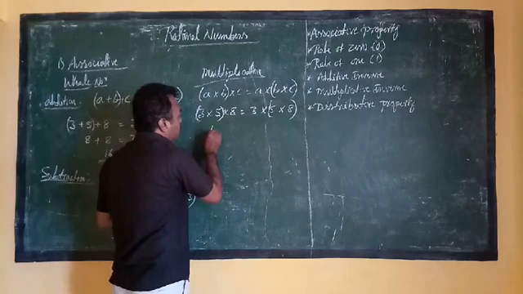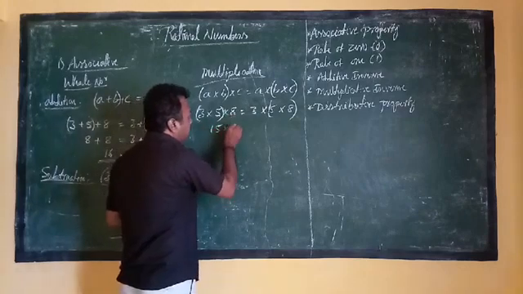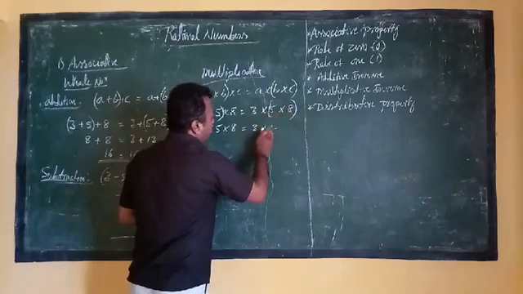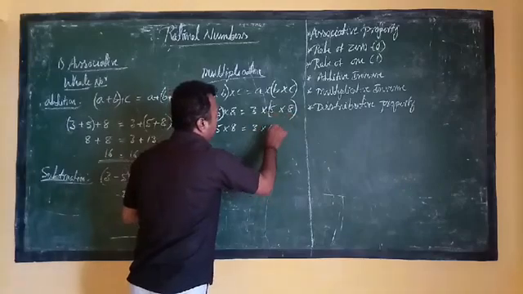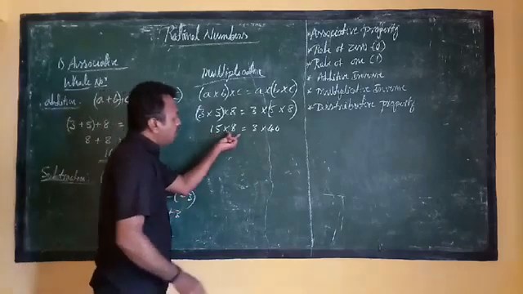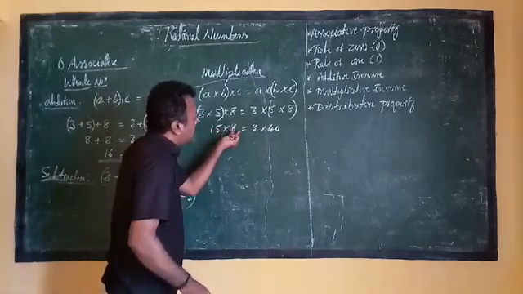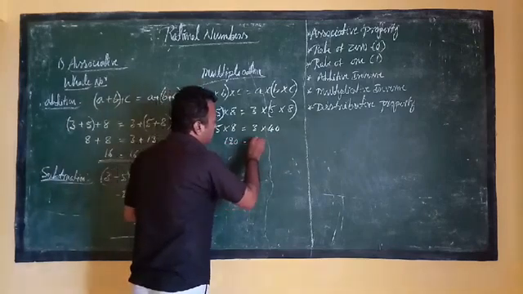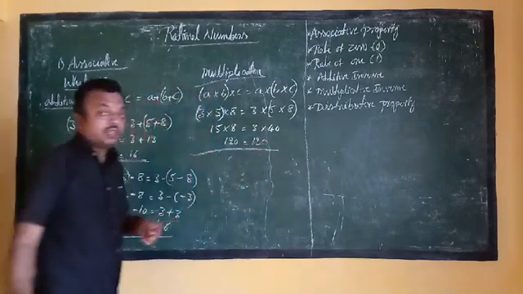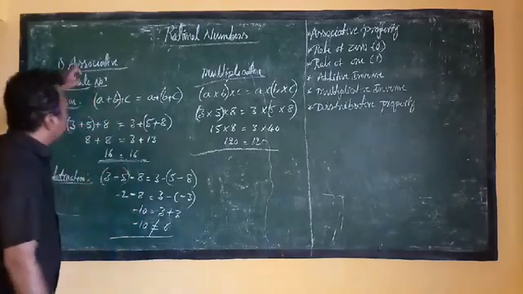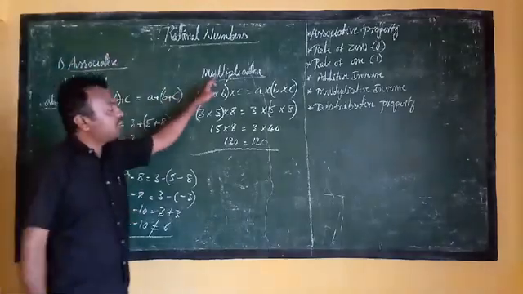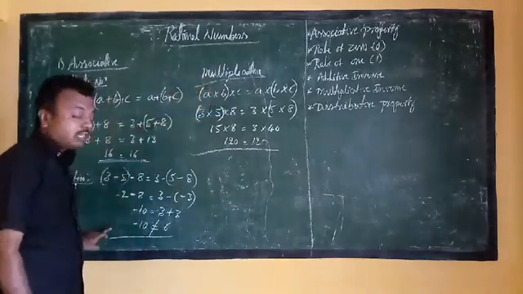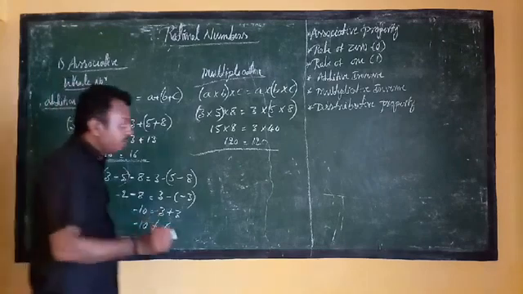3 times 5 is 15, into 8 as it is, equal to 3 as it is, and 5 times 8 is 40. Now we multiply the product with the third number: 15 times 8 is 120, and 3 times 40 is 120. Therefore the LHS is equal to the RHS, so the associative property of whole numbers is satisfied under multiplication. Addition and multiplication are satisfied. Subtraction is not satisfied, and division is also not satisfied.